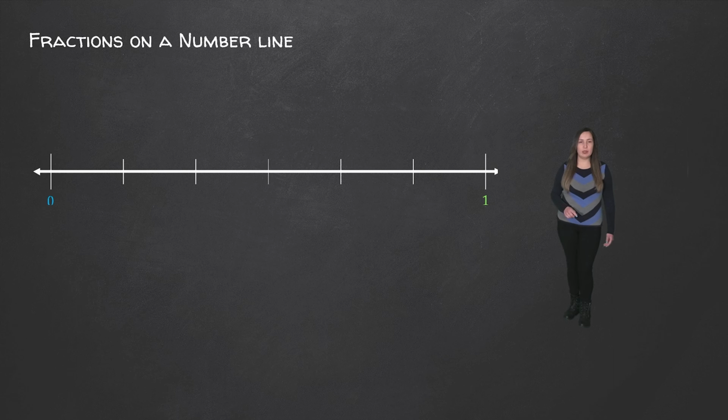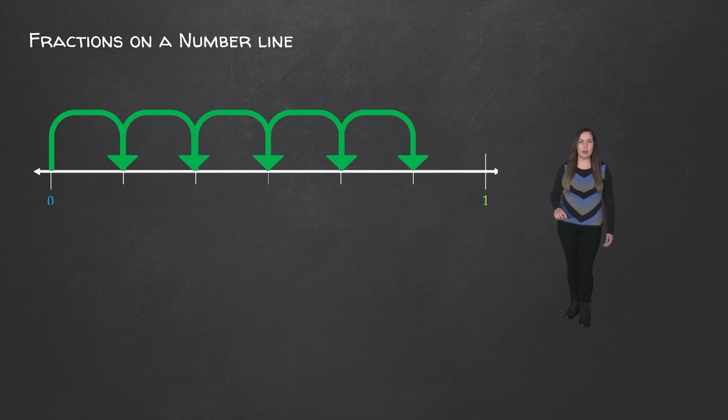In our next number line, in between 0 and 1, we have 1, 2, 3, 4, 5, 6 spaces. So because we have 6 spaces, we're going to be counting by sixths. So we have 1 out of 6, 2 out of 6, 3 out of 6, 4 out of 6, 5 out of 6, and 6 out of 6 because we need 6 spaces out of 6 to complete one whole. Now, 6 out of 6 is equivalent to 1, so we don't need to have that there.